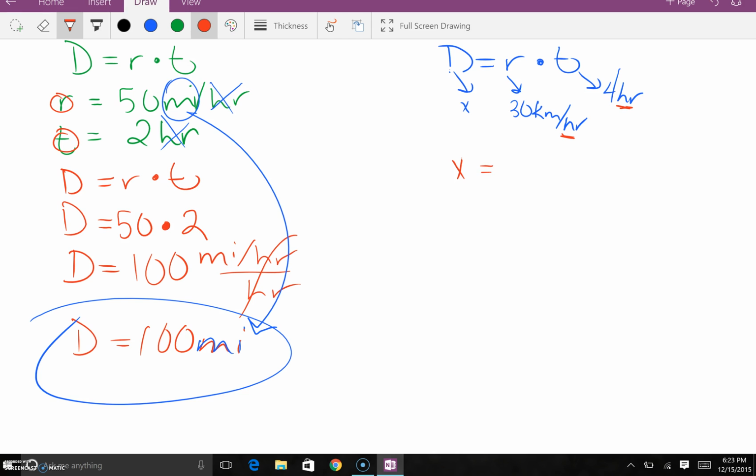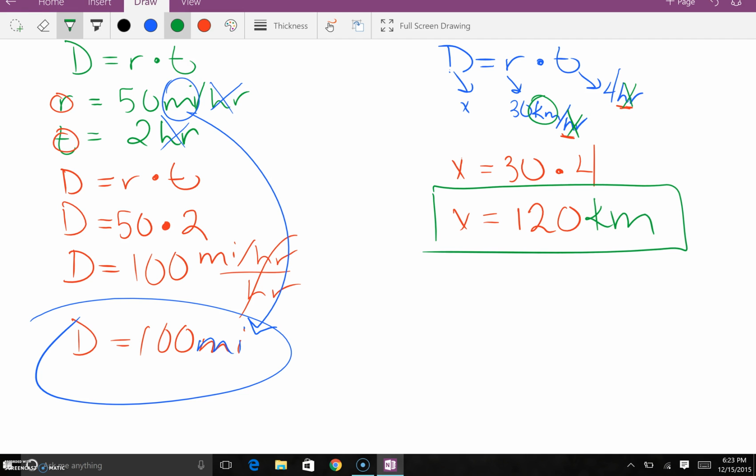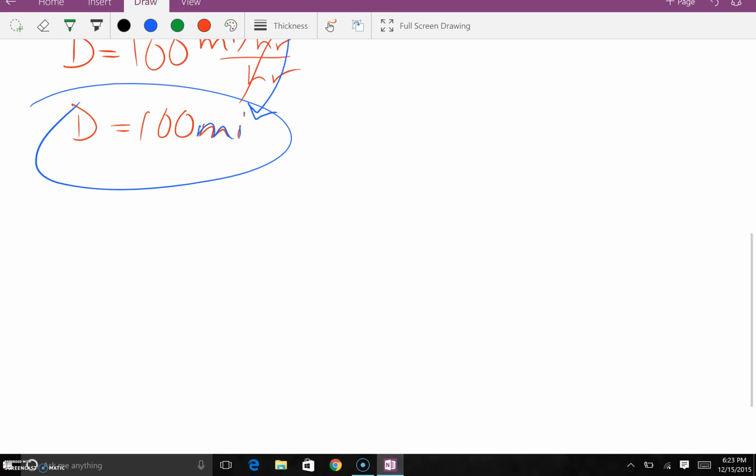So d equals rate times time, which is 30 times 4. x equals 120. And again, you can just cancel out your like terms. You're left with kilometers, so that's what you're going to use. Okay, those are the easy distance equals rate times time problems. Let's work a couple of harder ones. Now, they're not always going to make it as simple as giving you the rate and the time and having you solve for distance.